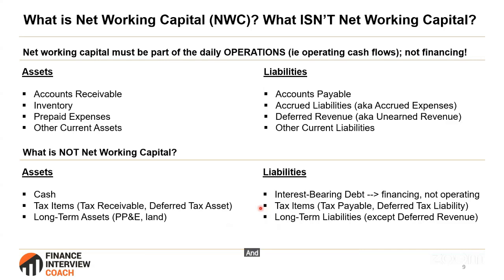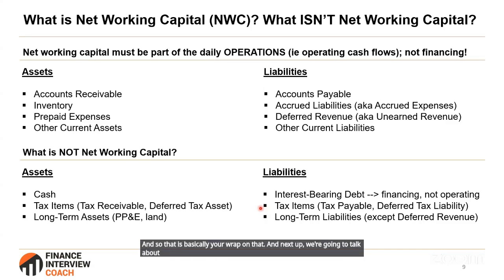And so that is basically a wrap on that. And next up, we're going to talk about some of the items we didn't cover yet. So the deferred revenue, prepaid expenses, accrued liabilities.